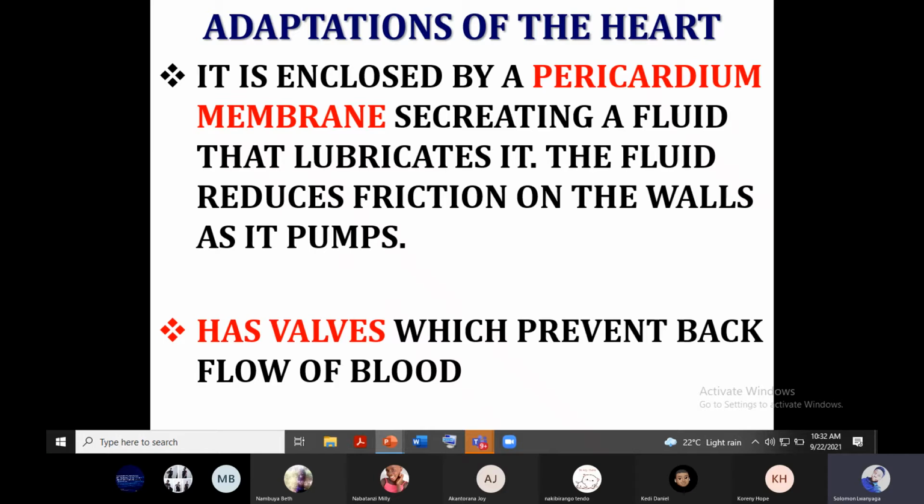It has valves which prevent the backflow of blood. I've already mentioned 2 of them, the tricuspid and the bicuspid valves. I'm mentioning a third set, the atrioventricular valves. I hope I'm right. What are those other valves called in the heart? I'm forgetting them. Someone remind me.